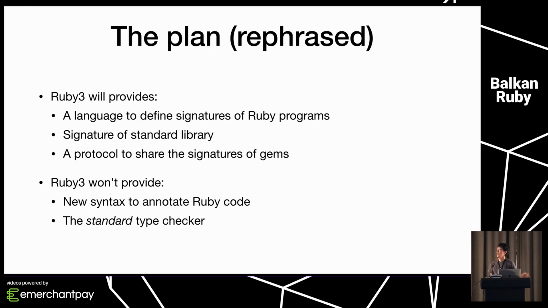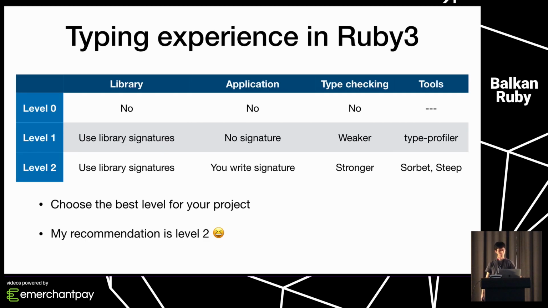So the plan is this. Ruby 3 will provide a language to define signatures of Ruby programs, and signatures of the standard libraries will be shipped with Ruby, and we define a protocol to share the signatures of gems. But we won't provide new syntax to annotate Ruby code, or a standard type checker. So I'd like to explain what the type checking experience in Ruby 3 will be.